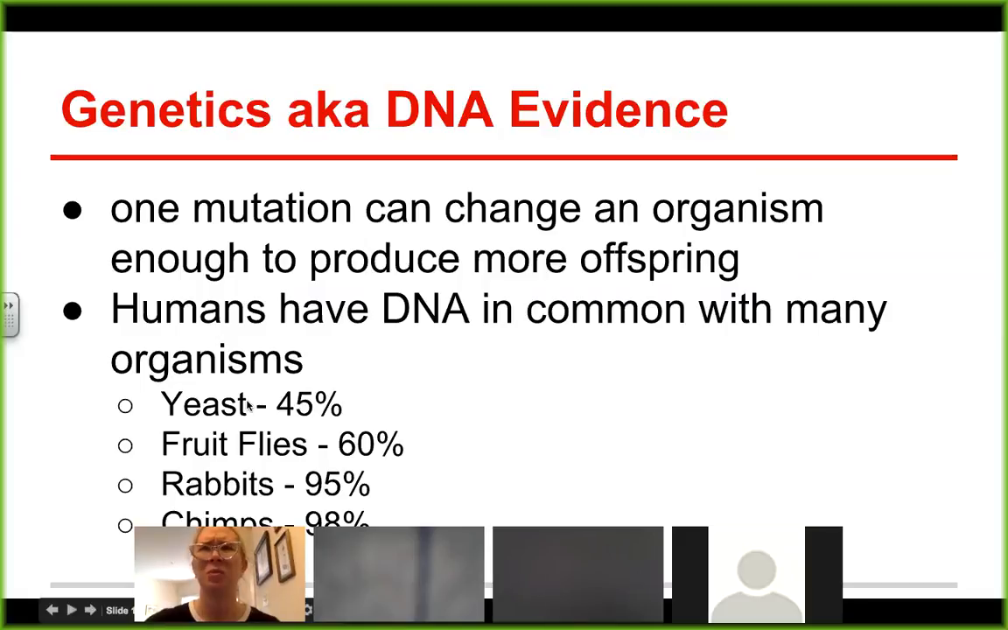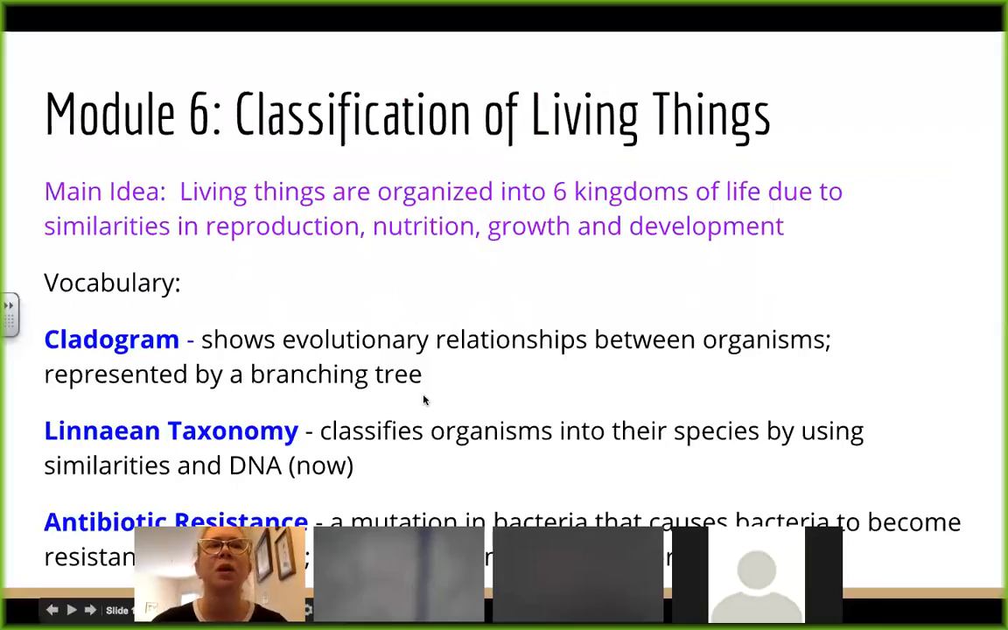Even yeast, which honestly, what does yeast do? It just sits there and basically metabolizes, and that's it. We have 45% of our DNA in common with yeast. So this DNA evidence really made scientists support this idea of a common ancestor. There must be a common ancestor, because why else would the DNA be the same? Okay, that was module 5.